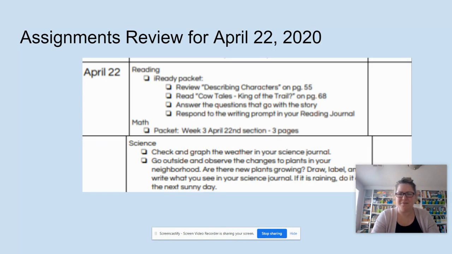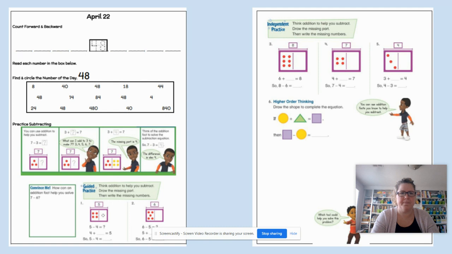As usual, I'm going to start with our assignments. We're going to review the 3 pages. Now, I noticed in my packet there were only 2 pages. The third page didn't have any information, so I only have 2 pages in the packet. In science, we're going to check and graph the weather and then write about some plants growing.